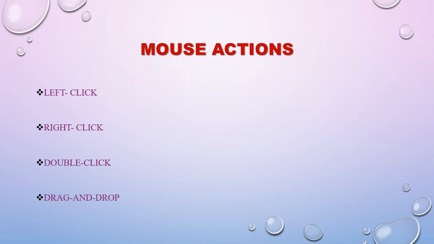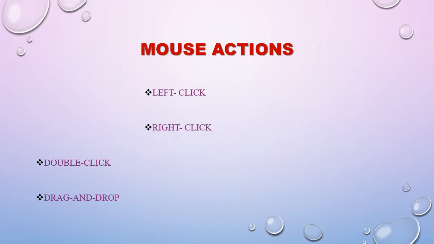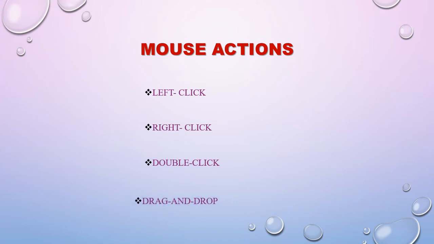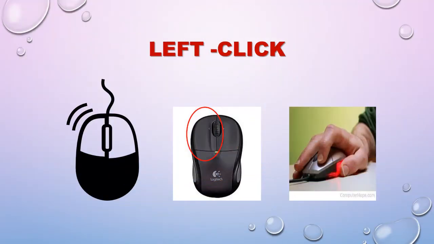Here we have four actions. Four mouse actions. What are they? The first thing is left click, then right click, then double click, then drag and drop. These four actions we are going to learn in this topic. The first thing is left click.